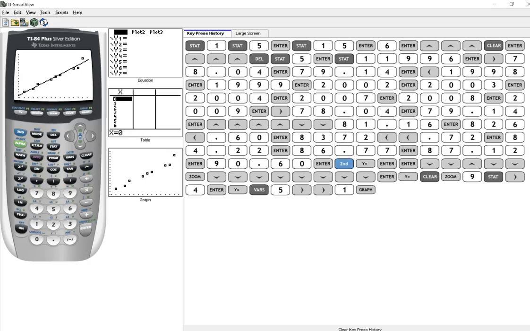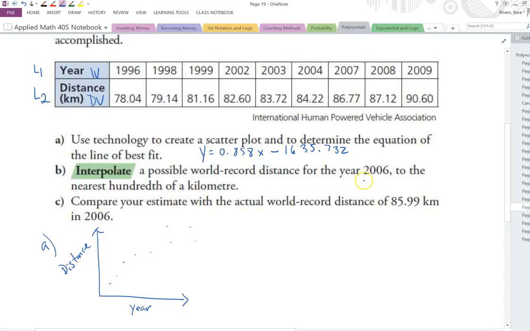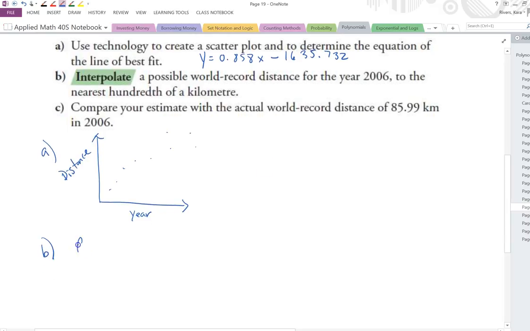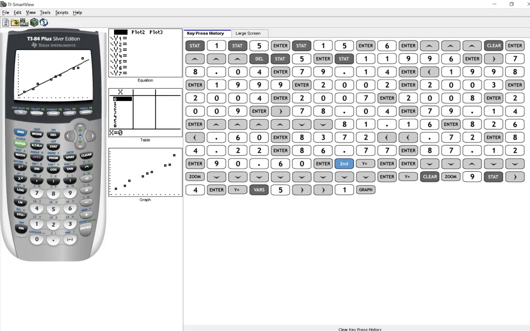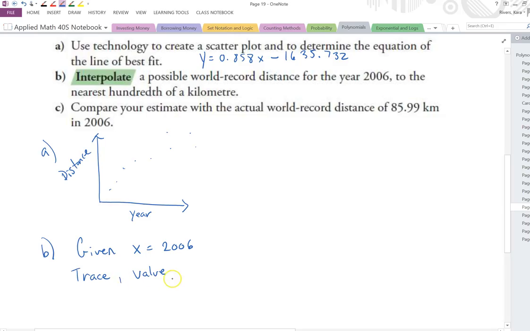We're given a year, 2006, sorry, and we're wanting to find the distance. So for B, we're given x is equal to 2006, and we're going to go into the trace function and set our value of x equal to 2006 to find the corresponding y value. So second trace, we're wanting to find value, setting x equal to 2006, enter. It gives us a corresponding y value of 86.3786, and they said to the nearest hundredth, so 86.38 kilometers would be the answer there. So we did trace, and then we did value, and we got y is equal to 86.38 kilometers.